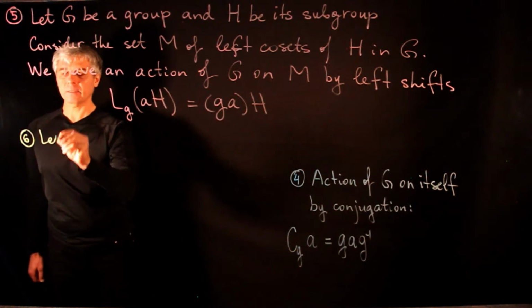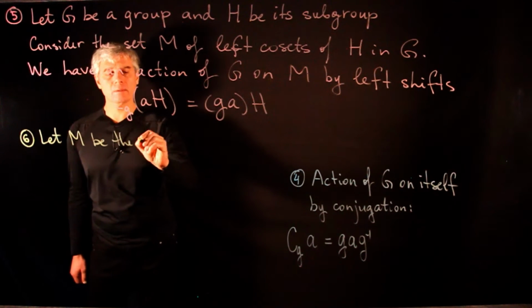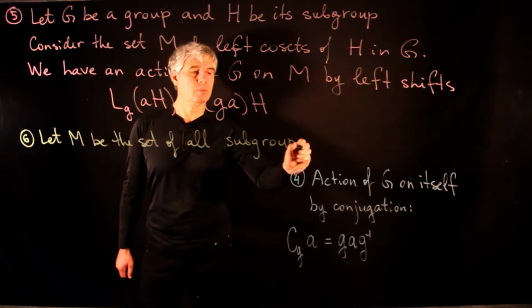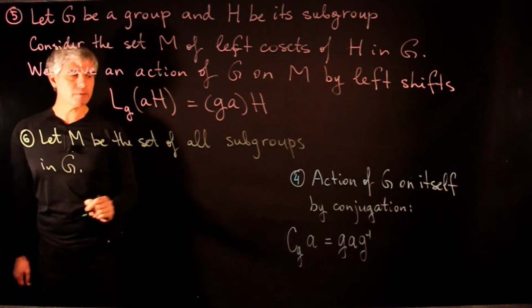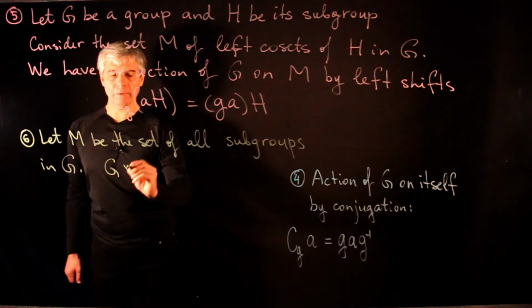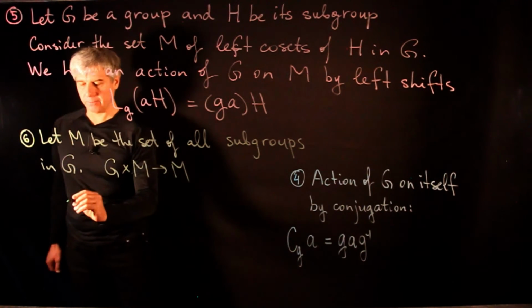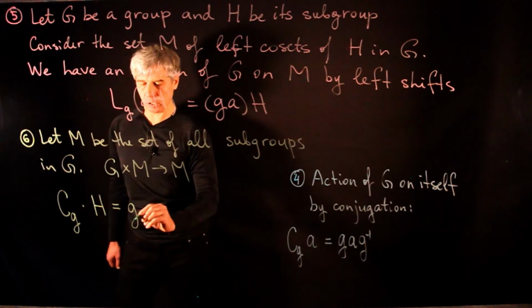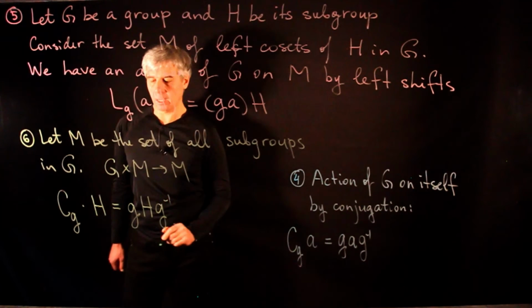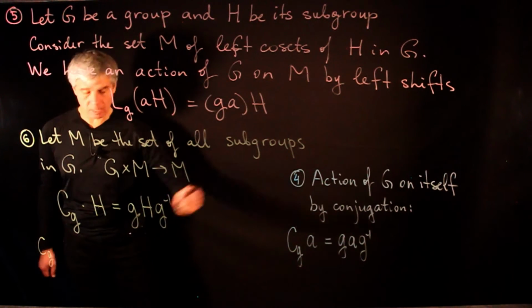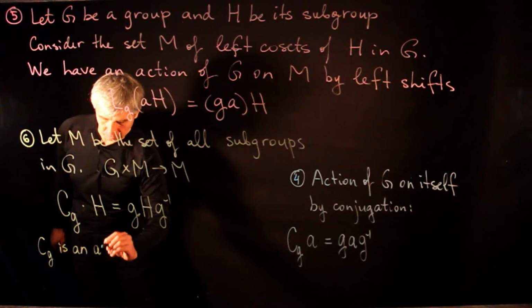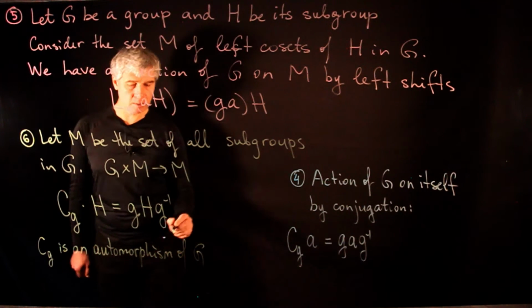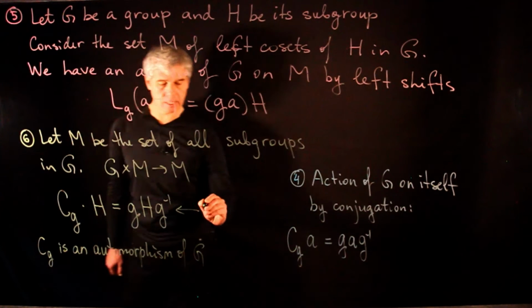Next, let M be the set of all subgroups in G. Then we have the conjugation action of G on the set of subgroups, where C_g acting on a subgroup H gives the conjugation of the subgroup, gHg inverse. And we know that C_g, the conjugation, is an automorphism of the group. Because of this, the conjugate of a subgroup is a subgroup.